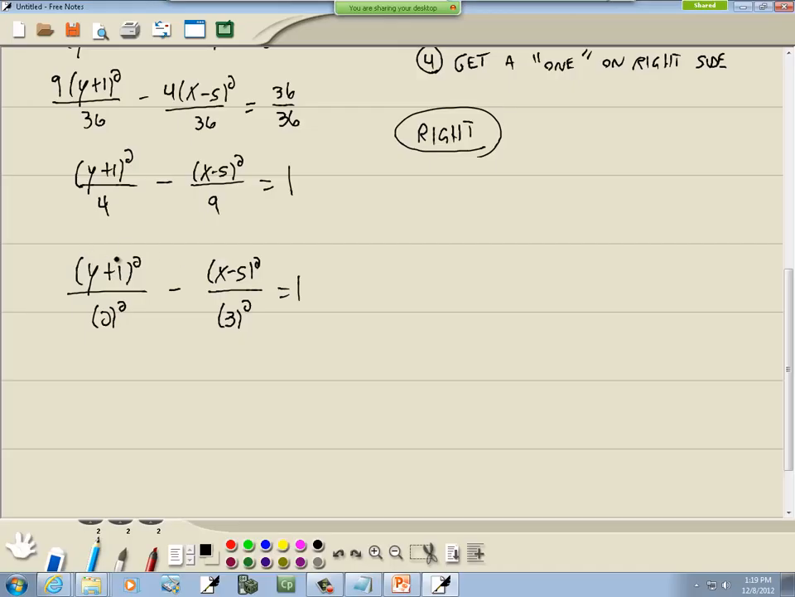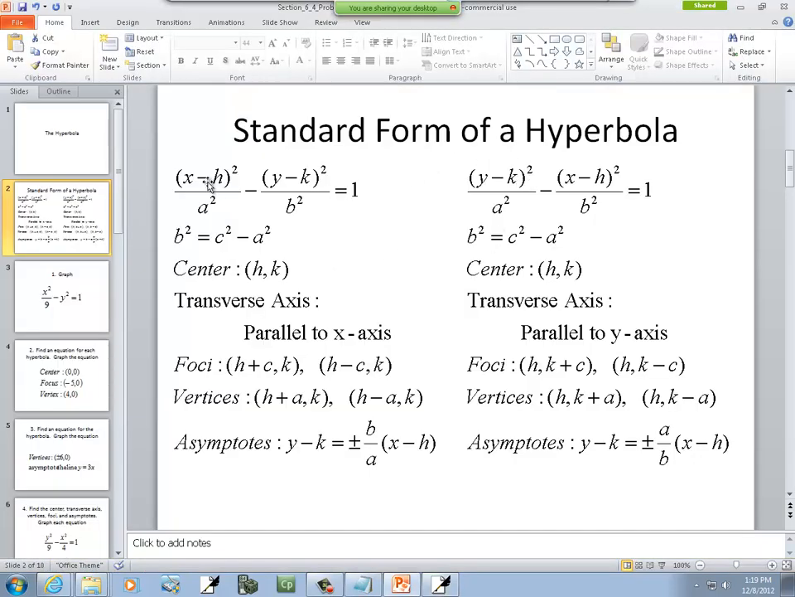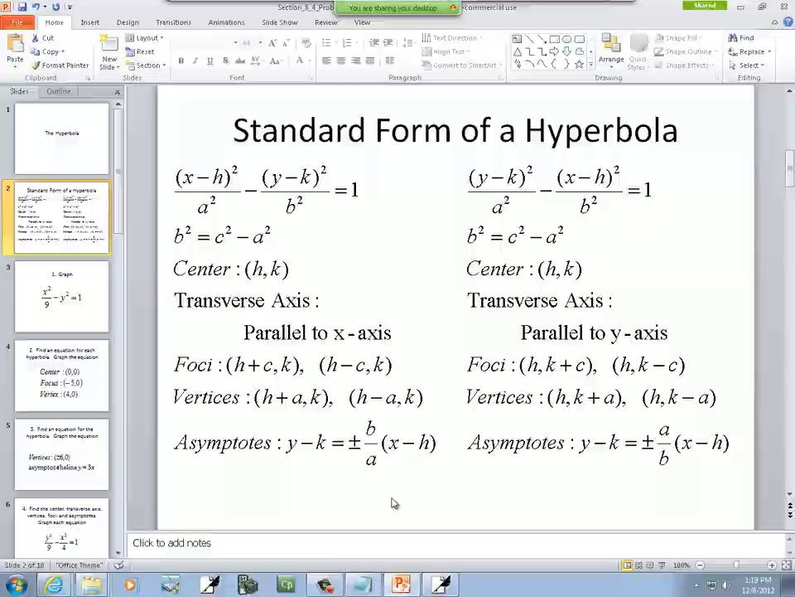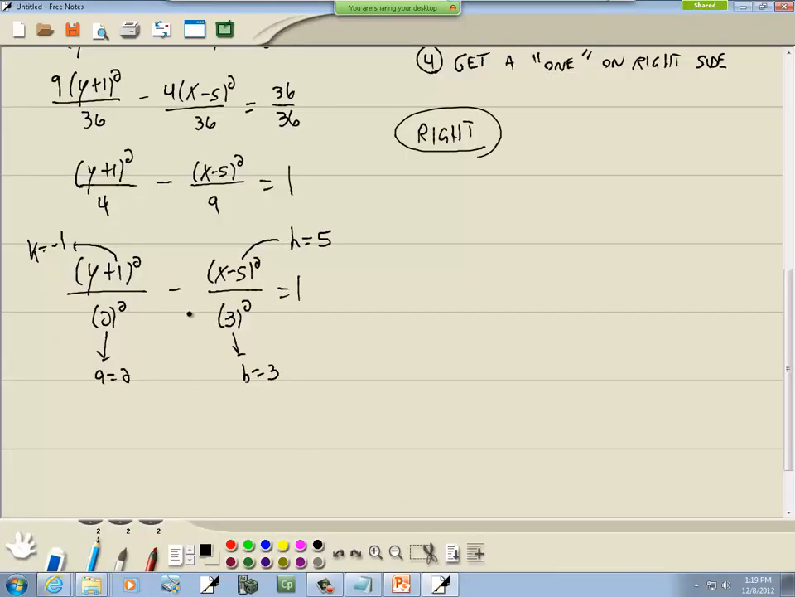So this is k, and its opposite sign. So k is going to be equal to negative 1. This is our h, and its opposite sign, so h is 5. Now the reason it's always the opposite sign is because these are minuses here. When you have a minus in your formula like that, it always flips the sign. And a would be this value, so a is 2, and this is b, so b is 3. Okay, well we got four of the items there. We just need to find c.